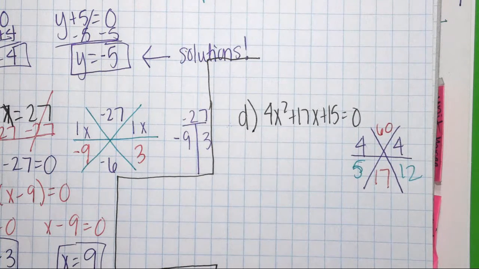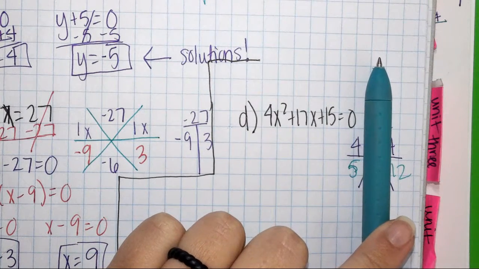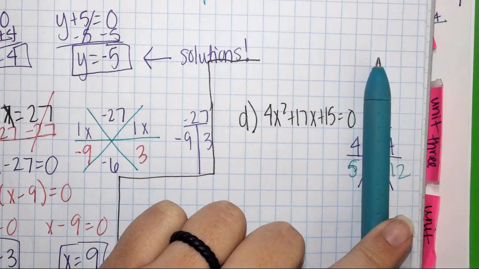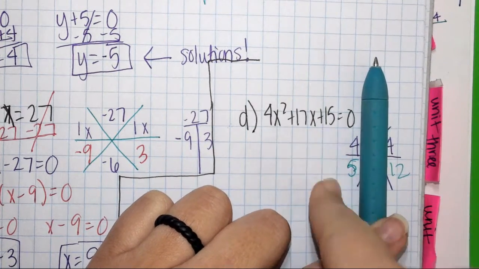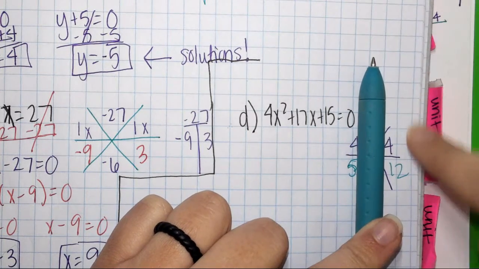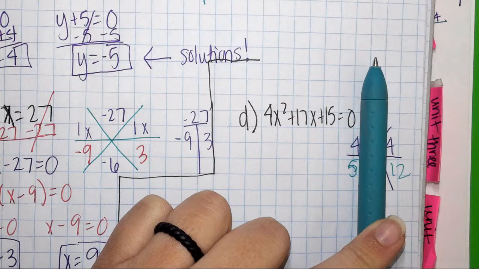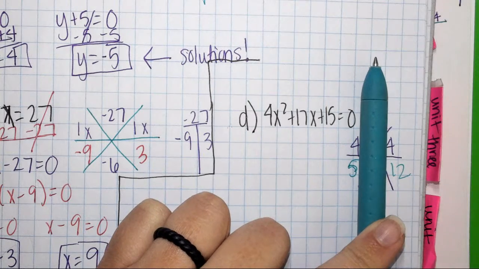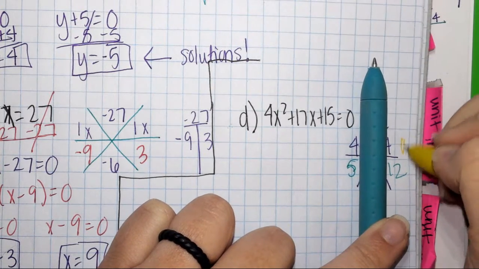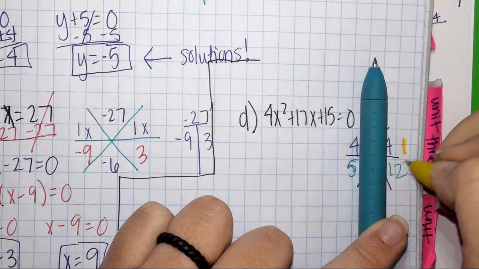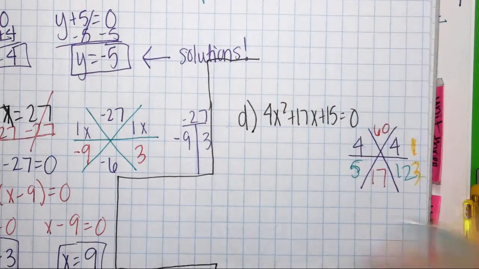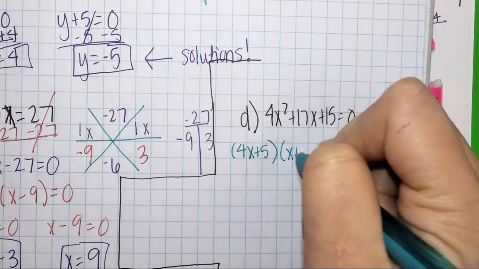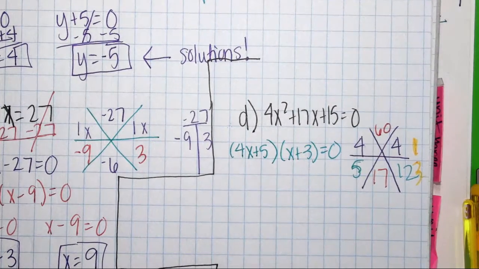Now, there was a special trick that we had to do once we got to this point. We divide. We got to reduce it. Is that what you were going to say, Sarah? Good. I'm proud. All right. Can we reduce the left? No. Can we reduce the right? What goes into both 4 and 12? 4. What is 4 divided by 4? 1. What is 12 divided by 4? 3. All right. So I write my parentheses as 4x plus 5 times x plus 3 equals 0.